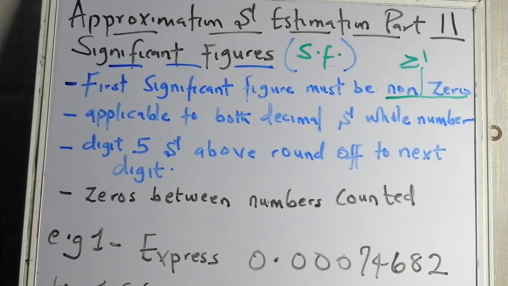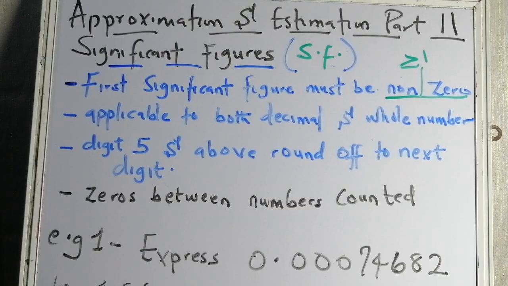Then you also apply it to whole numbers. Let's assume you solve the question and you get maybe 734, and they ask you from that 734 to approximate it to one significant figure. So the first figure is 7. There's no 0 in this part. We'll solve examples as we move on.